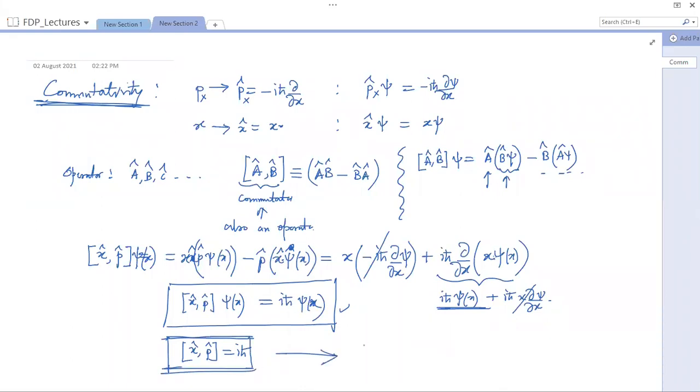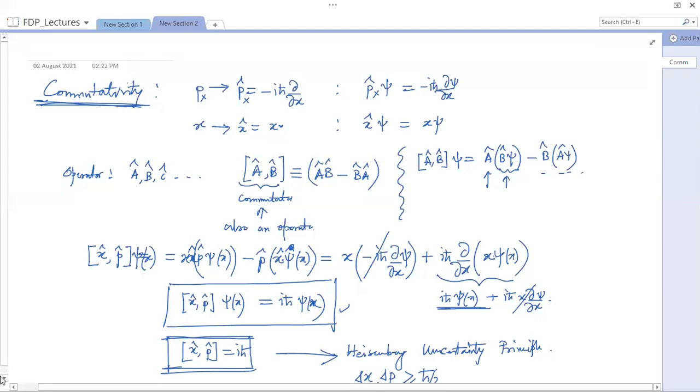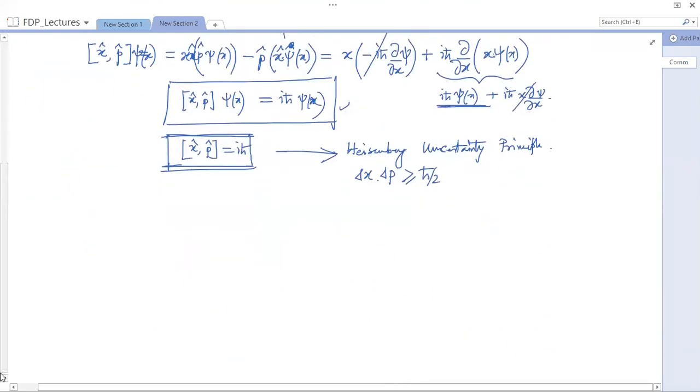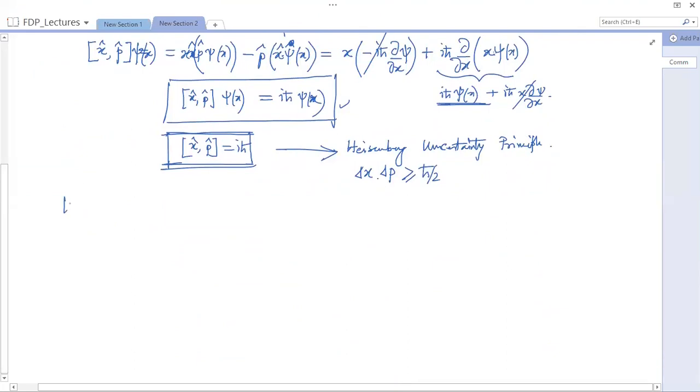And this leads to the famous Heisenberg uncertainty principle: the uncertainty in measurement of position and momentum is greater than or equal to h bar by 2. Why? And the last thing I want to mention is the Hermitian operator.